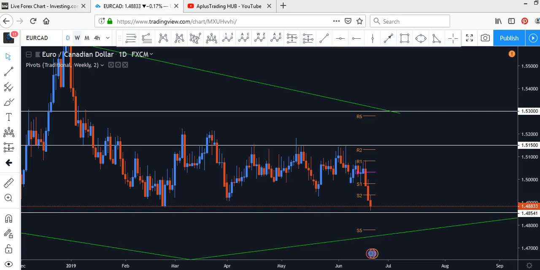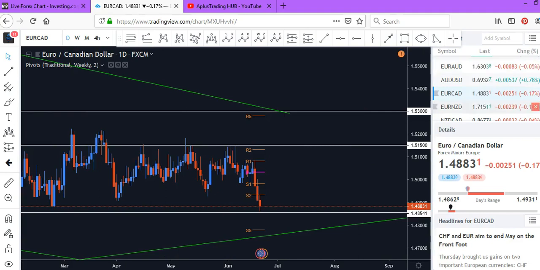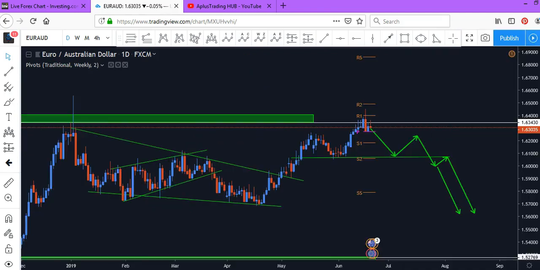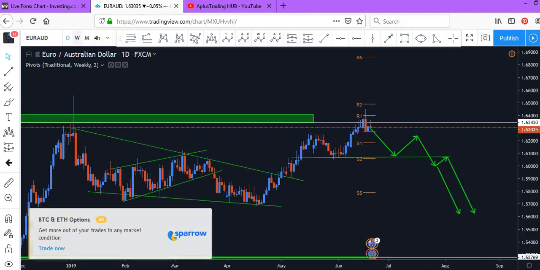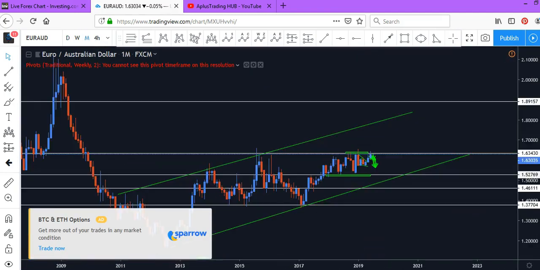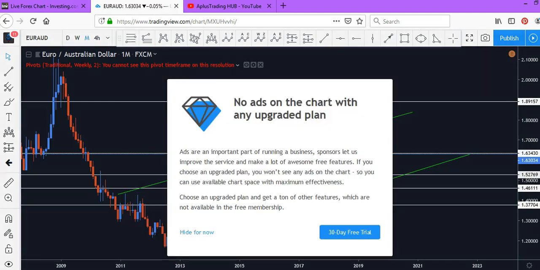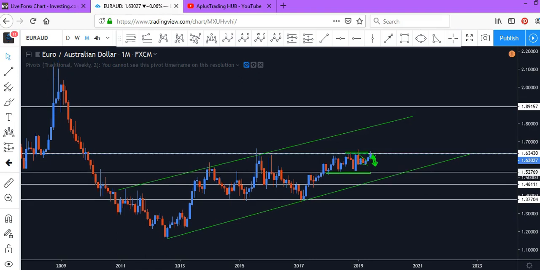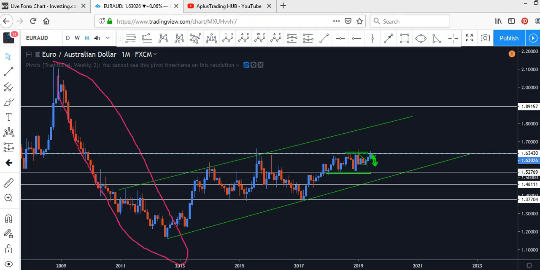And the next one is Euro AUD. Wow, that is another Euro AUD. Oh, let me take you to the monthly first. Let's look at the market structure. Now look at this also. This is a very big impulse from 2009 to 2013. Look at that big impulse, very big.